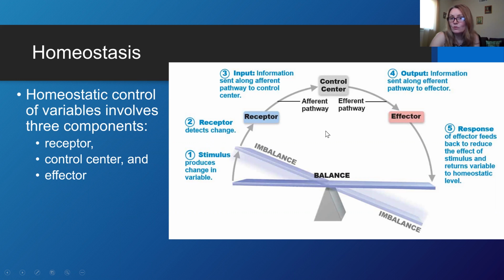Your control center can be your brain, or it can be your spinal cord, or it can be your endocrine glands, right? But whatever this control center is, it's going to analyze the information received through this afferent pathway, and make a decision how to respond. And your control center is going to have output. Information will be sent to the effector organs, and this pathway is called the efferent pathway, right?